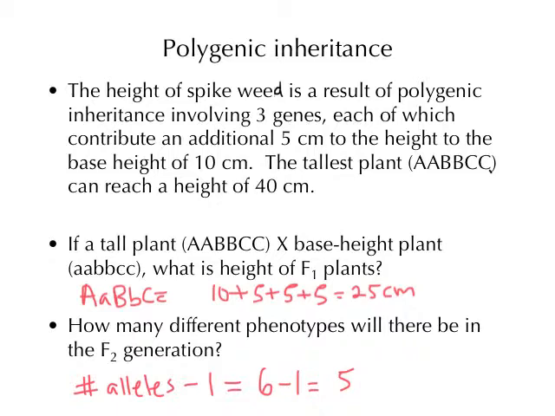Now the question is, how many different phenotypes will be in the F2 generation? So you can do Punnett squares, but they get quite large. And so a trick is that however many alleles you have, so here we have 6, if you subtract 1 from that, that will give you the number of phenotypes in the next generation. So if you do all the combinations, there'll be 5 different phenotypes that can come from a cross between 2 of these trihybrids.